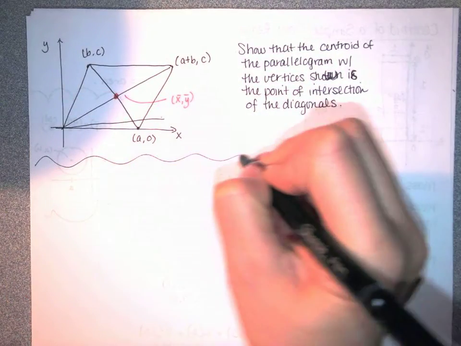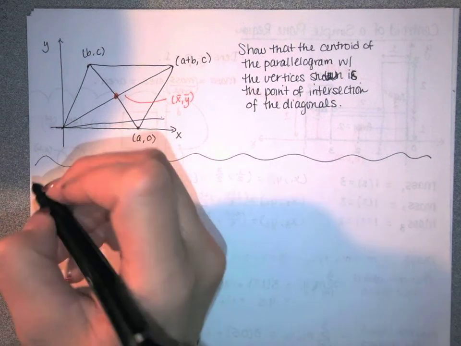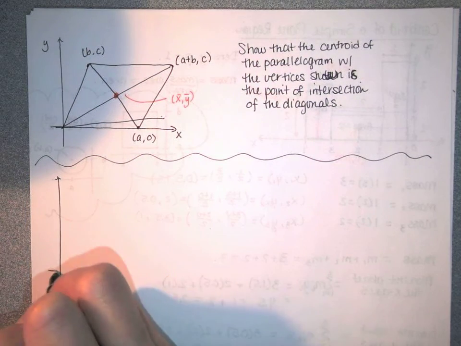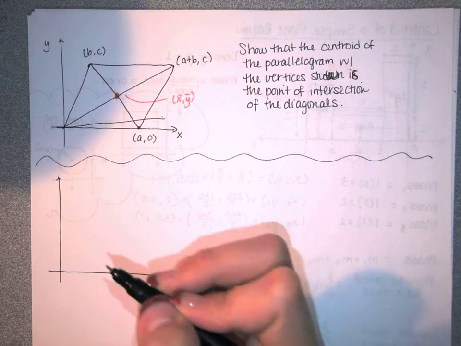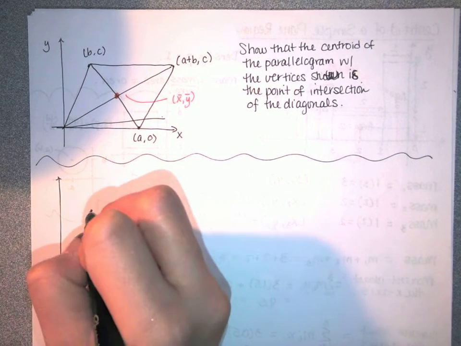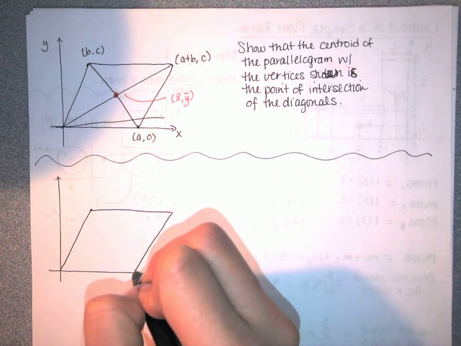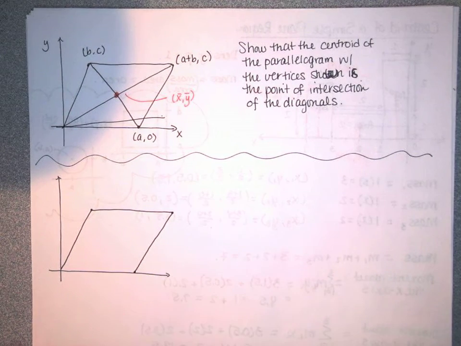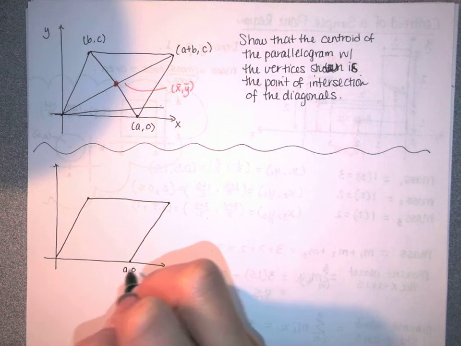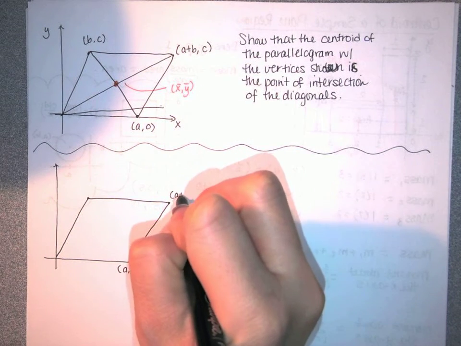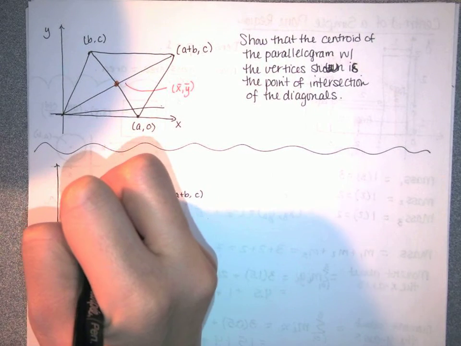So first, I think I'm just going to derive the formulas for the mass of my parallelogram, as well as the moments of my parallelogram, so I can come up with formulas for the center of mass. So this is the point A,0, and this is the point A plus B, that's my x value, and y is equal to c. And over here we're at the point B,C.